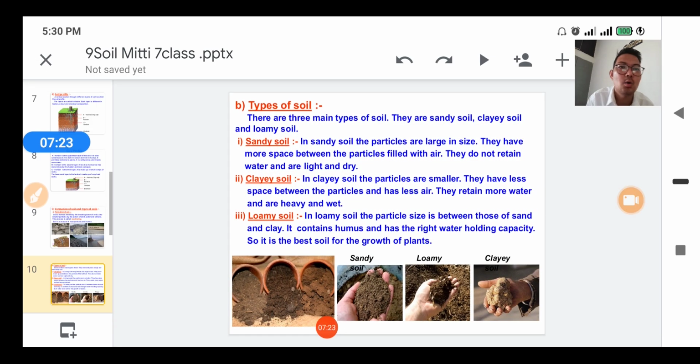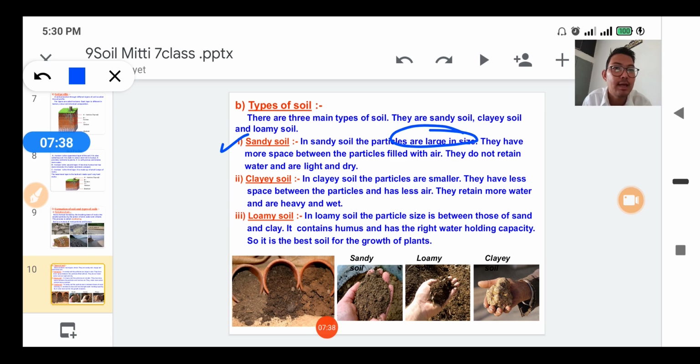So now we'll discuss the types of soil. There are 3 basic types of soils. First one is sandy soil. Here the particle size is very large and they have more space between the particles, which is filled with air. They do not retain water and are light and dry.